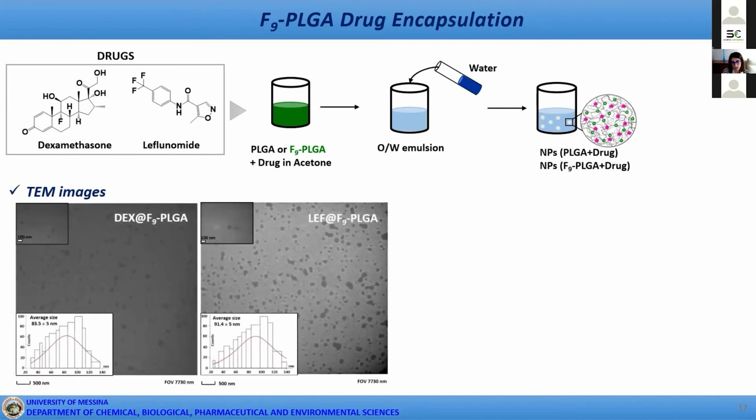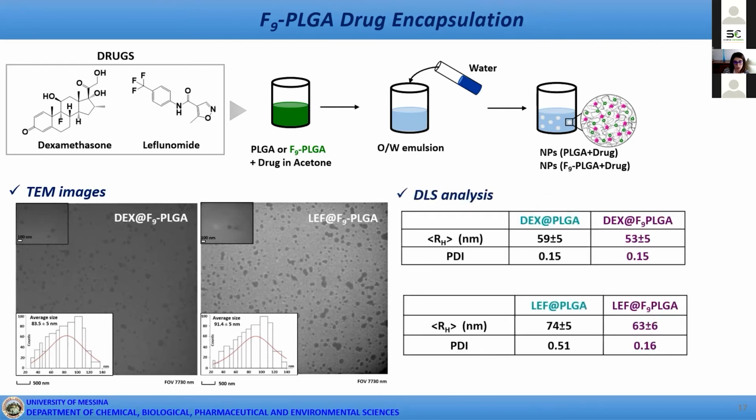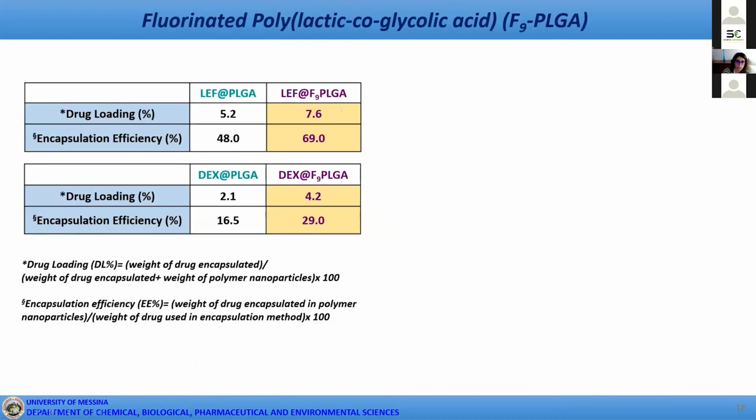This system was characterized by TEM image. With TEM analysis, we don't observe a significant increase in the average diameter. The evaluated diameter was confirmed by the DLS analysis, and also in this case we observe a good PDI value. Moreover, our fluorinated PLGA is able to load a higher amount of both drugs compared to the non-fluorinated one, and at the same time with a higher affinity towards leflunomide.